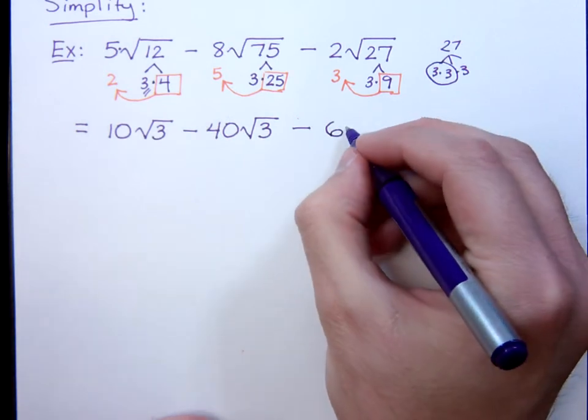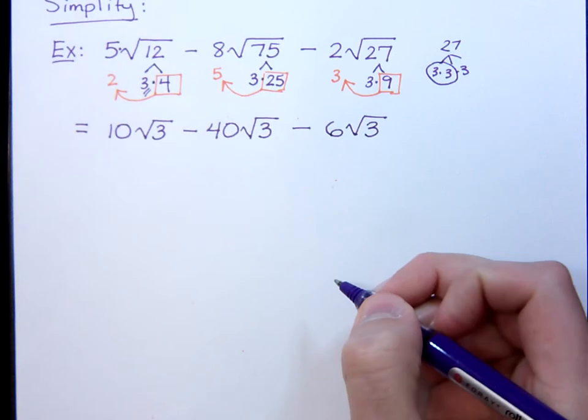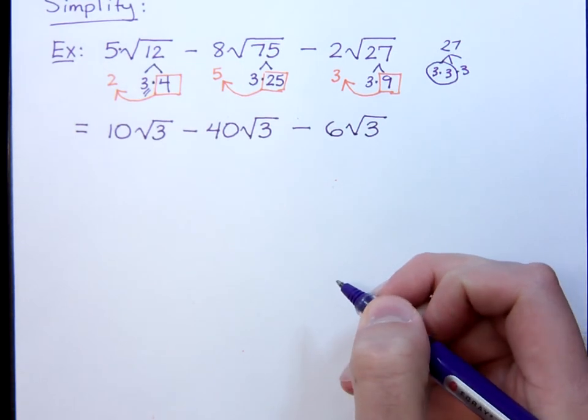So we have 6. We have a 3 left inside the square root.